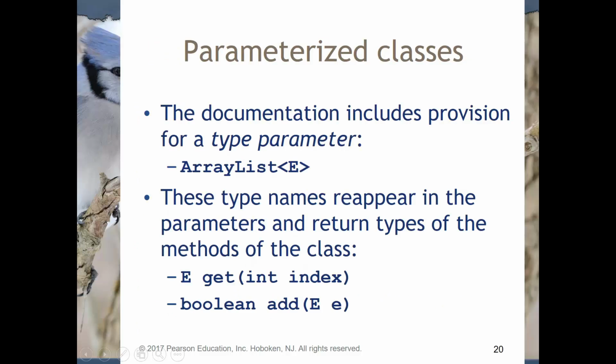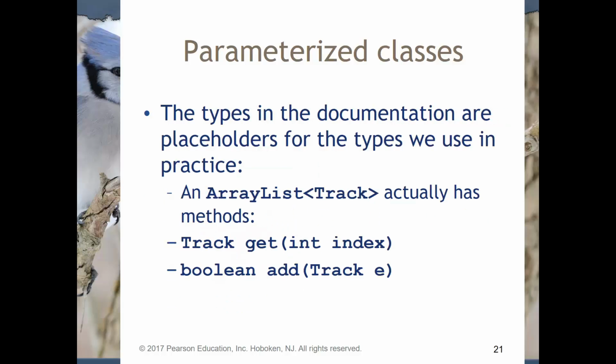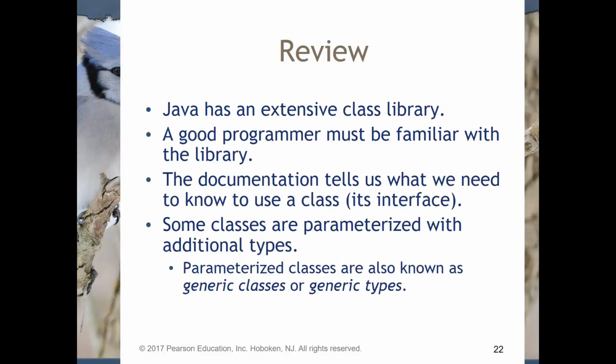Parameterized classes. The documentation includes a provision for a type parameter. We've been through this a bunch of times with get(int index). This is the get method for E being the generic ArrayList. And then a sample boolean add, where add returns back a value. Pretty straightforward. Nothing magical here. The types in the documentation are placeholders for the types we use in practice. An ArrayList of Track actually has methods: Track get(int index), boolean add(Track), and so forth.